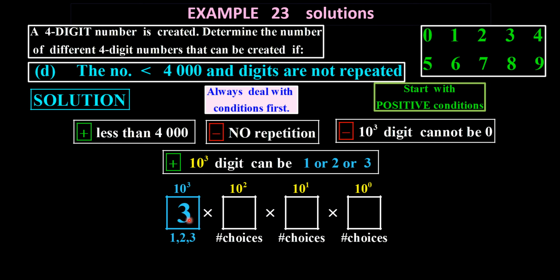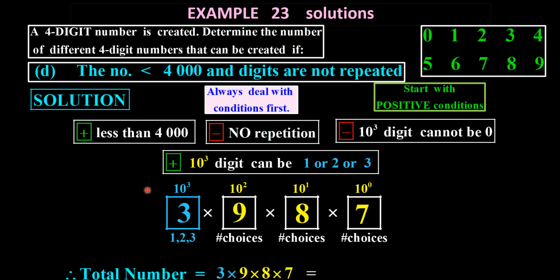So I have 3, right? And I have 10 digits available. So I already used up one of the digits, so I can put any 9. Then I can have any 8. Then I can have any 7, right? So if I want a number less than 4,000, I now have a total of 3 times 9 times 8 times 7, which gives me a total of 1,512.